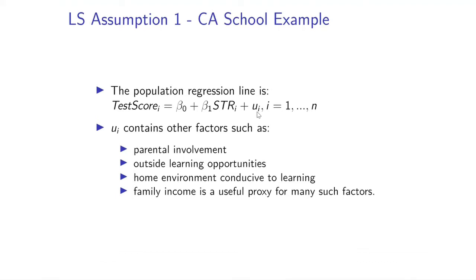The residual could potentially include a host of factors like the following: parental involvement, outside learning opportunities, home environment, family income, etc. These factors might or might not be correlated with the STR variable. In the later part of the course, you will see that if any of these factors are correlated with STR, then we have a problem we have to solve. If these factors are not correlated with STR, then we don't worry about it because they don't bias the estimated beta for STR, which in this case is our primary variable of interest.